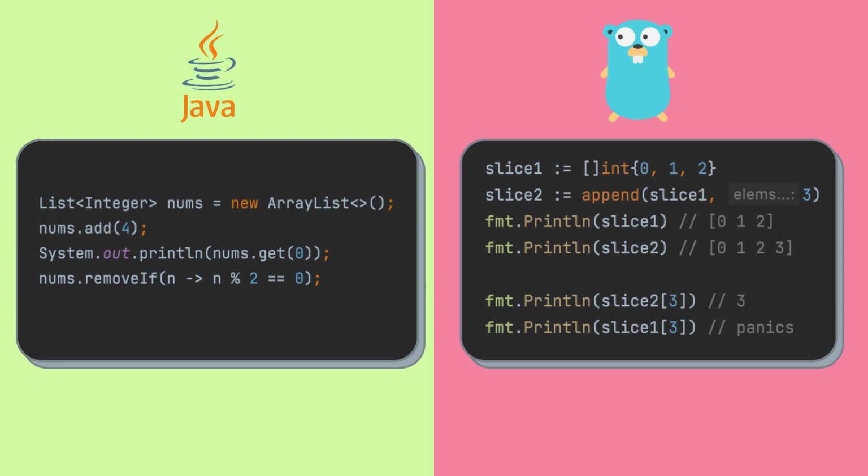Note that append returns another slice that has the added element and does not modify the slice that is passed. You can see this from the values printed in the right snippet. Also, since slice 1 does not have the appended element 3, trying to access that index panics in Go, which is similar to an index out of bounds exception in Java.